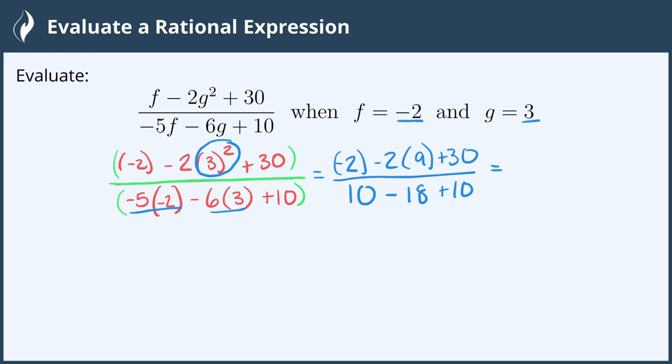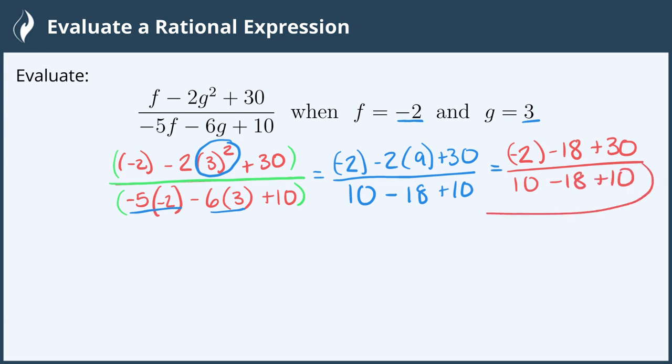And now for our next step, we can move on in the numerator with the multiplication step. Negative 2 isn't multiplied to anything, so it's still negative 2. 2 times 9 is 18, so we have minus 18, and we still have the 30. In the denominator, we can go ahead and rewrite this just so that we'll be on the same step when we come down here, which will be all of the adding and subtracting.